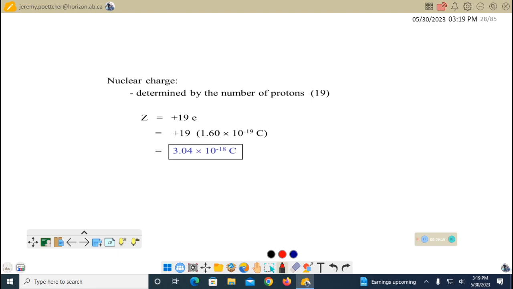Nuclear charge is determined by the number of protons. So I'm going to take my 19 protons, multiply that by the elementary charge, 19 times the 1.6 times 10 to the negative 19, and there's my answer. That's the charge on the nucleus in coulombs.